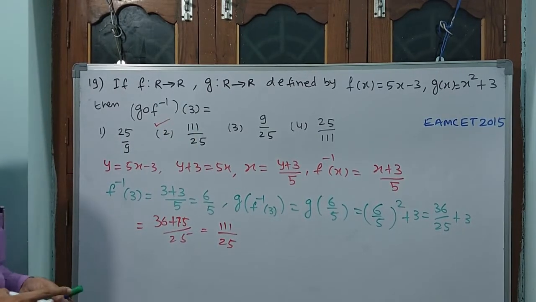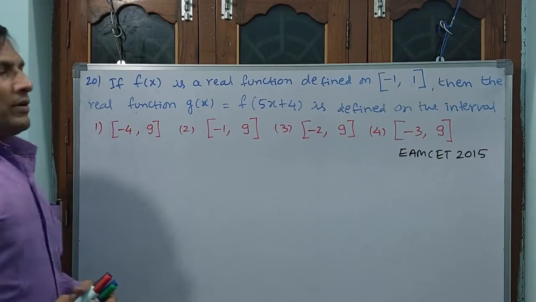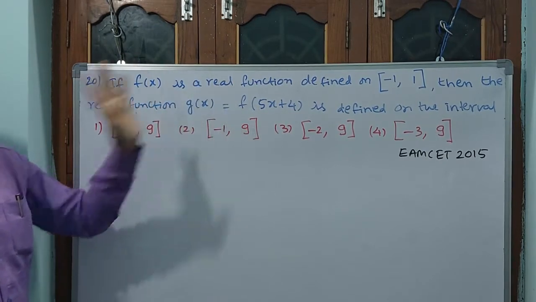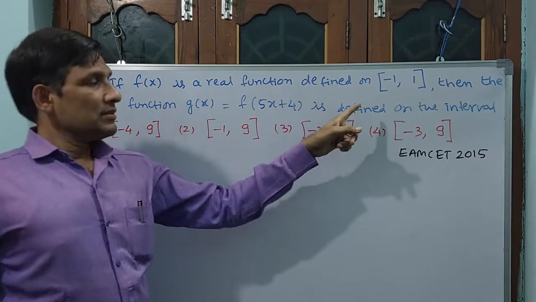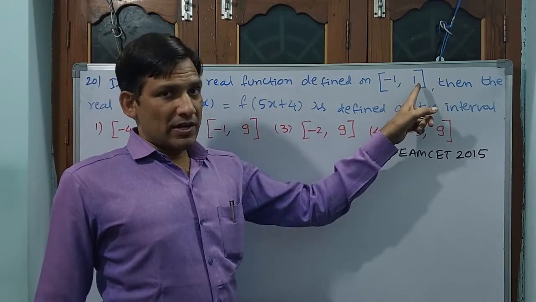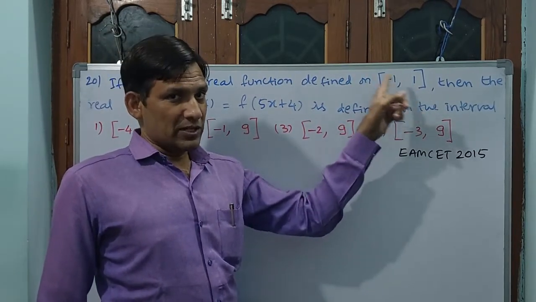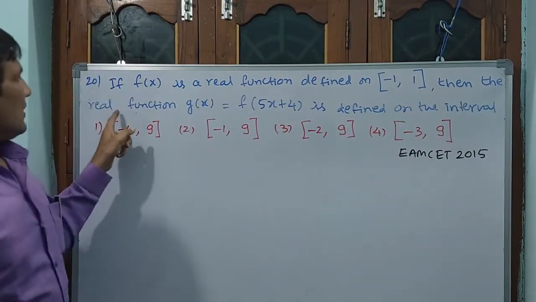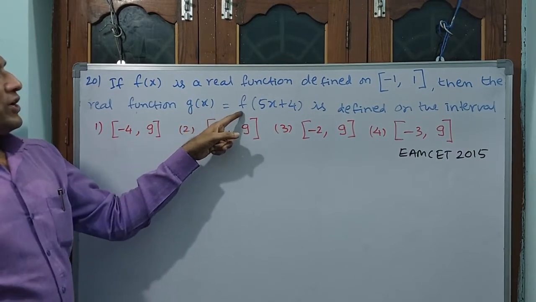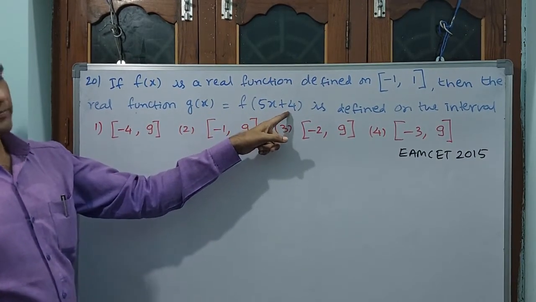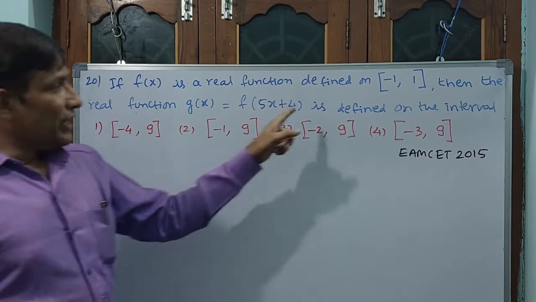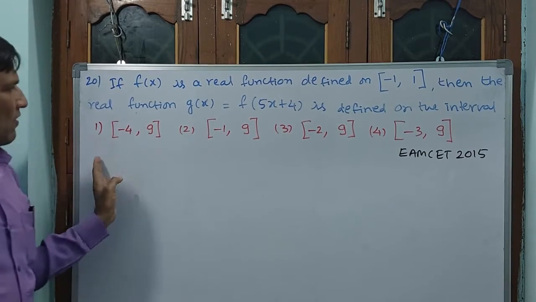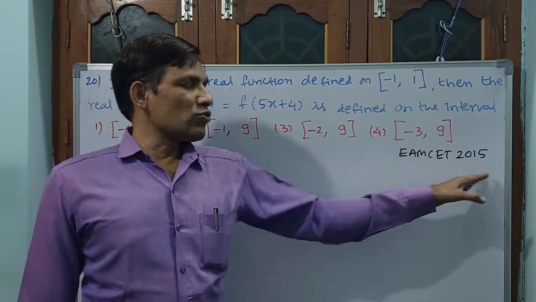Understand? Let us go for question number 20. Okay, see question number 20. If f of x is a real function defined on the closed interval minus 1 to 1, see, this is the closed interval minus 1 to 1. That means minus 1 also you have to take, 1 also you have to take. Then the real function g of x is equal to f of 5x plus 4, is defined on the interval. The interval you have to find here. They have given 4 intervals. This is an Eamcet 2015 question.